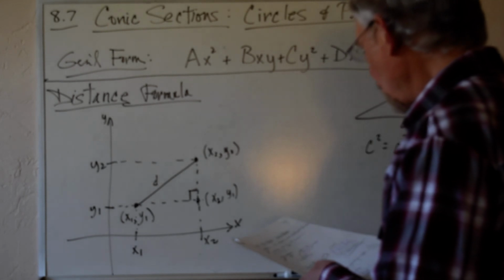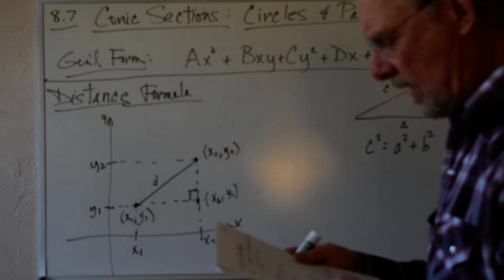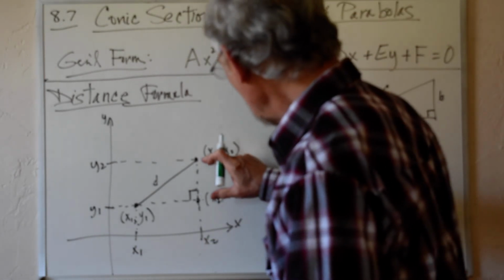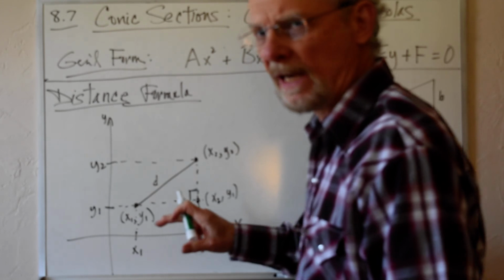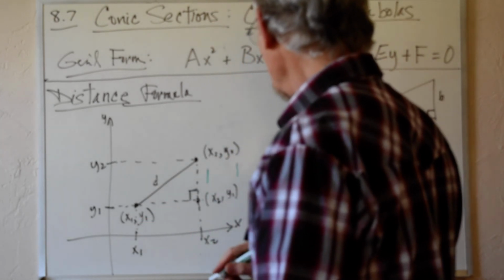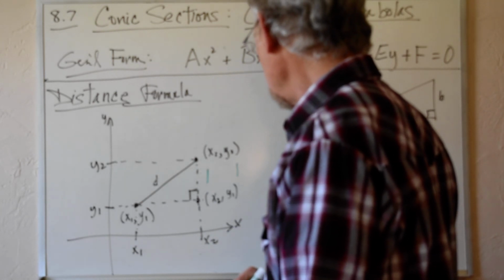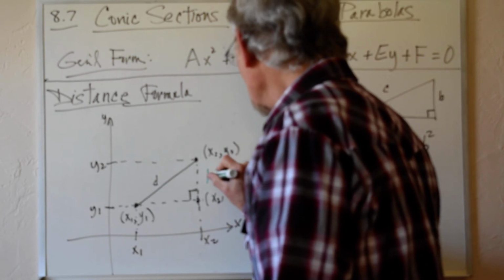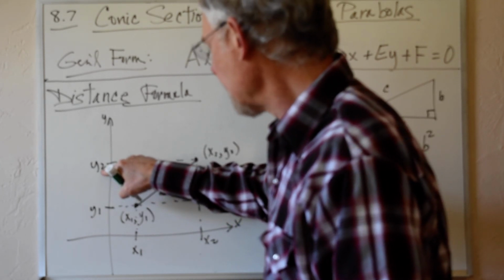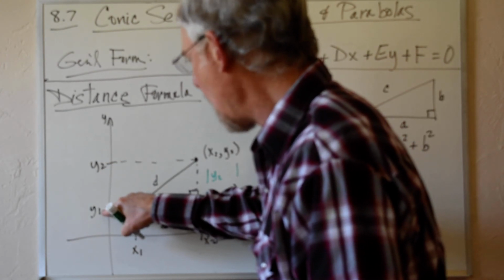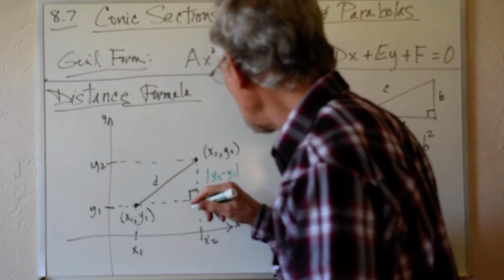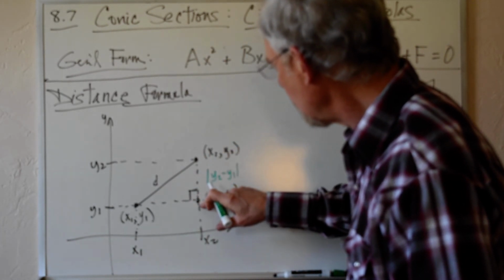Furthermore, I'm going to change colors here so things don't look so cluttered and get harder to read. What is the distance from here to here? In other words, what's this side of the right triangle? Well, distance is always non-negative, so we better use absolute value bars. And it's this y level here, y2, minus this y level, which is y1. So it's y2 minus y1, right? Everybody agree that's the distance to get from here to here?